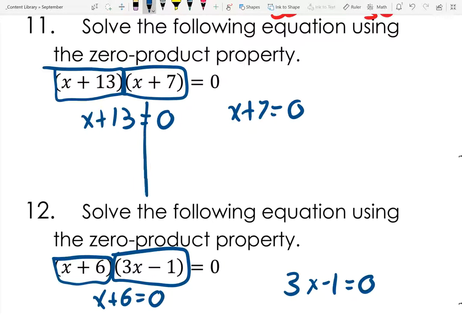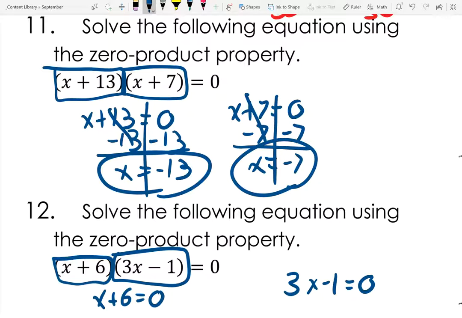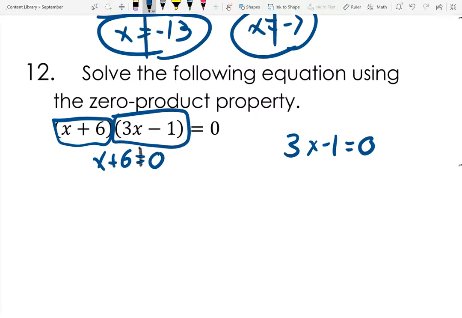So you just set up these equations equal to 0, and you just solve them. So you subtract 13 to solve the first one. We have x equal to negative 13. There's the solution. And then you subtract 7 from the second one. We have x equal to negative 7. So there's your second solution. Now for the other one, same idea. We have our two equations set up both equal to 0. Just subtract 6 to solve this one. x is going to be equal to negative 6.